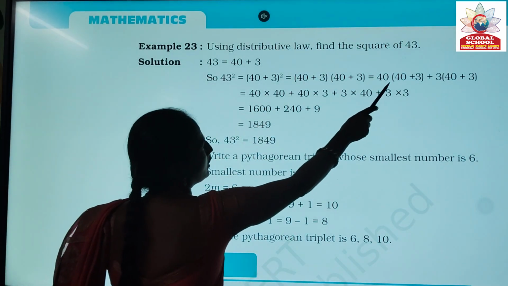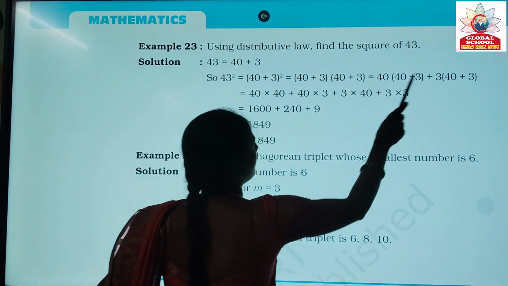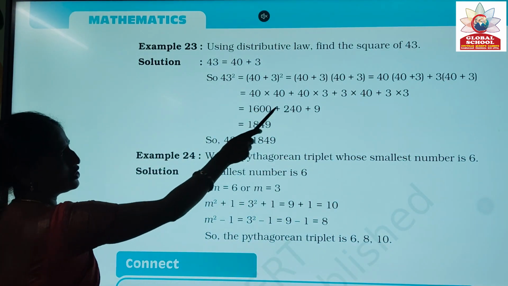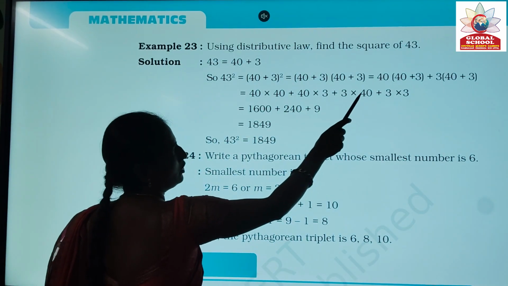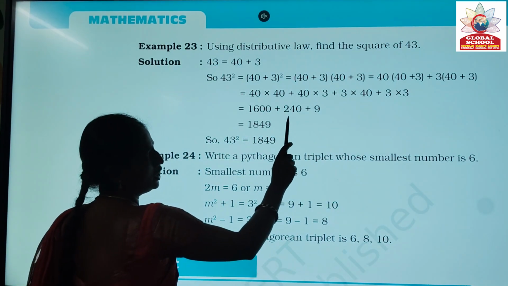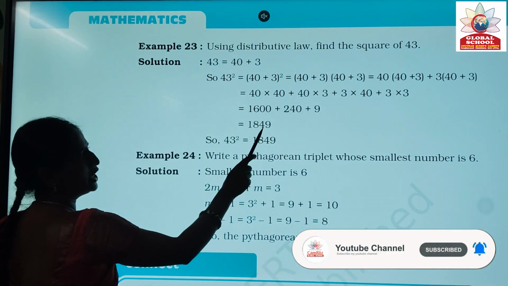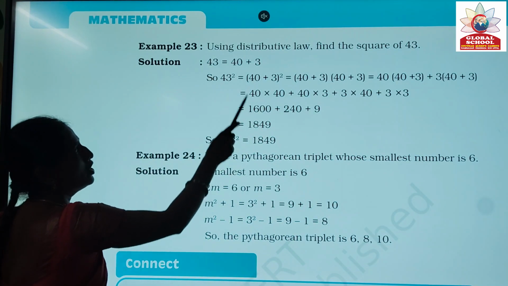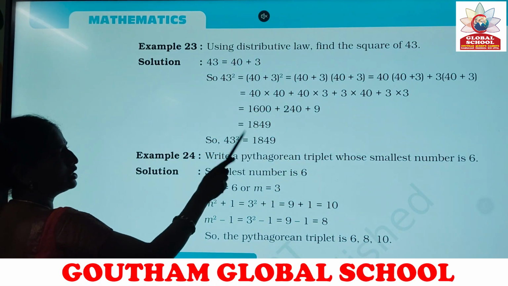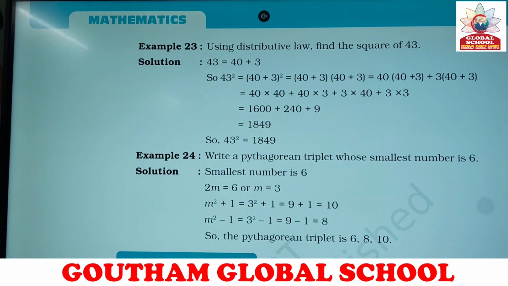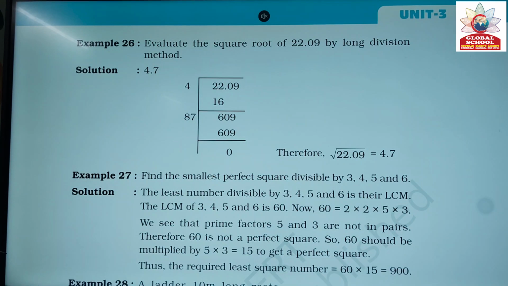40 into 40, 40 into 3, 3 into 40, 3 into 3. 40 into 40 is 1600. 40 into 3 is 120. 3 into 40 is 120. 120 plus 120 is 240. 3 threes are 9. If you add all these, you will get 1849. What is the square of 43? 43 square is nothing but 1849.